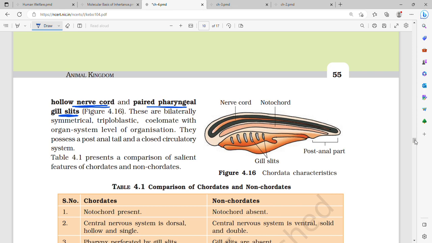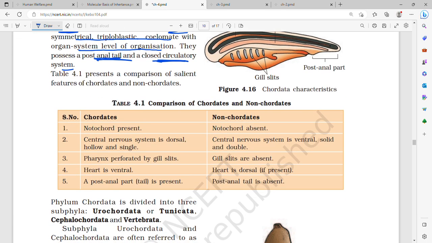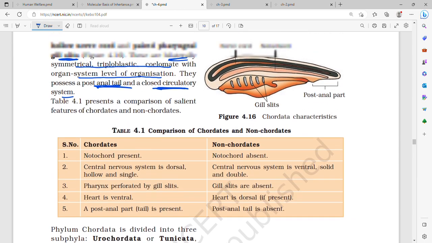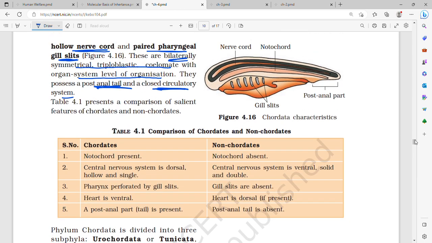Notochord is mesodermally derived. These are bilaterally symmetrical, triploblastic, coelomate, with organ system level of organization, and possess a post-anal tail and a closed circulatory system. Salient features of Chordata: notochord, a hollow dorsal nerve cord, post-anal tail, and pharyngeal gill slits.